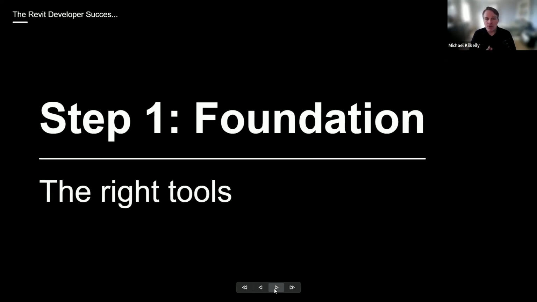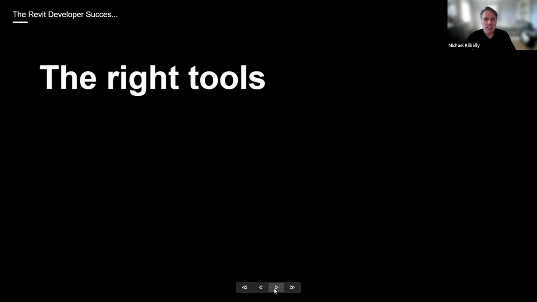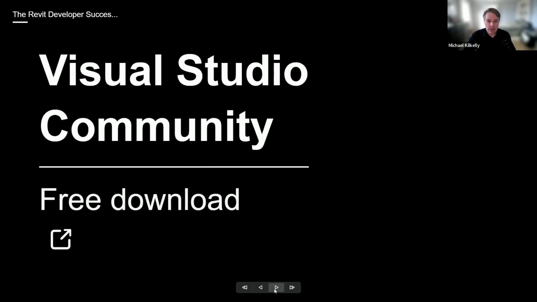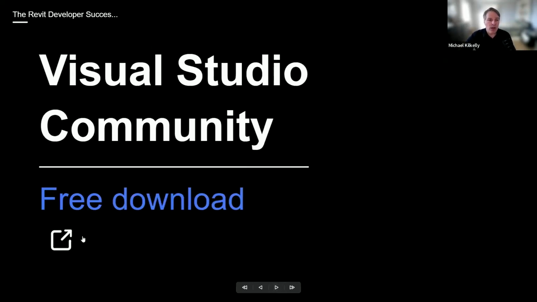And when it comes to programming, the foundation is having the right tools. So we're going to look at specific tools for creating Revit add-ins. Now, the most fundamental one is going to be Visual Studio Community. And Visual Studio Community, it's a free download. It's free software that's available from Microsoft.